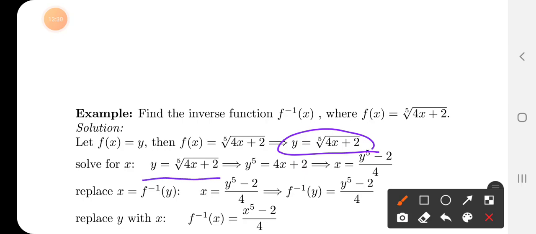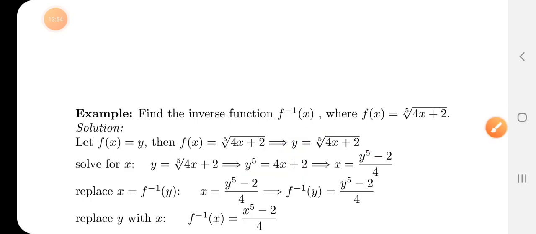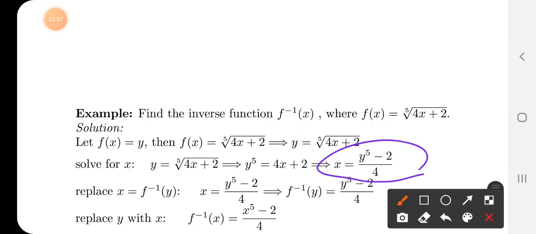So in order to find the value of x in terms of y, first I need to banish this fifth root. So I have to take power 5 on both sides. If I take power 5 on both sides, this fifth root will be cancelled, and this will be y^5 equal to 4x plus 2. Since I need x, I will shift 2 to the other side, and then I will divide by 4. Now you see that this is x in terms of y, so this will solve for x.